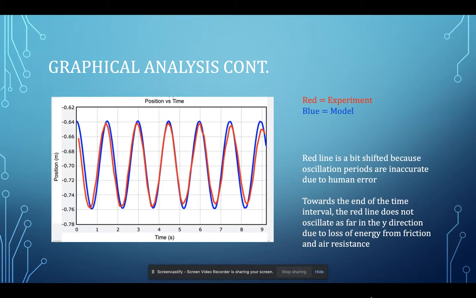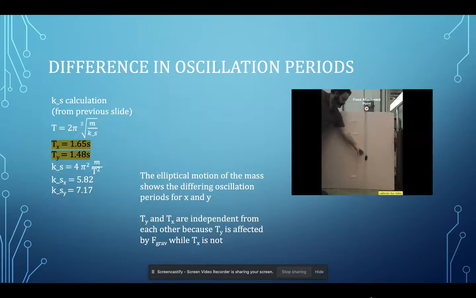And here we have our position versus time graph. The red is the experiment and the blue is the model. As you can see, the red line is a bit shifted. That's because the oscillation periods are a bit inaccurate due to human error. And we also see that towards the end of the time interval, the red line does not oscillate as far in the y direction. This is due to the loss of energy from friction and air resistance.